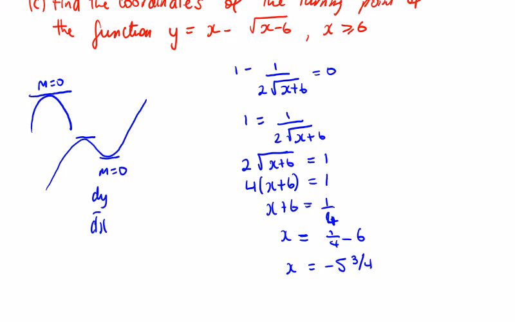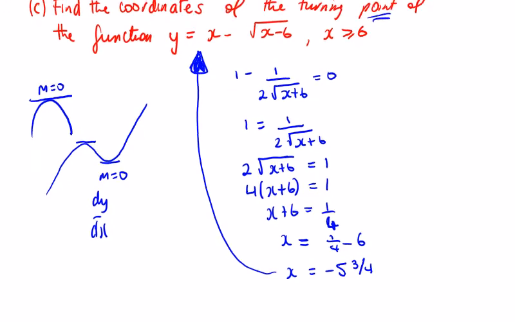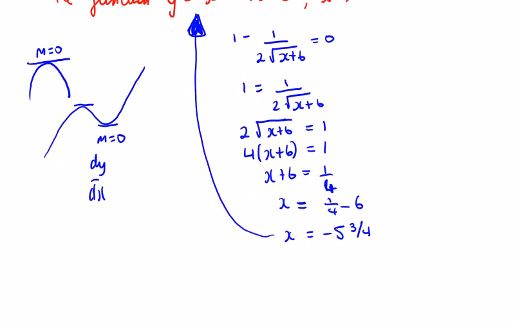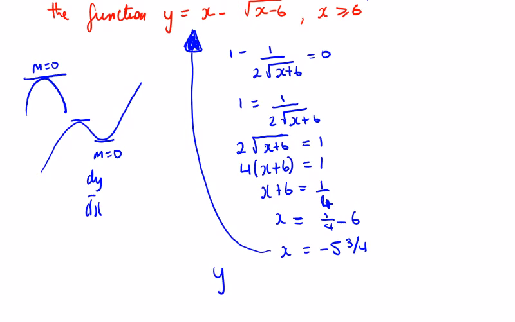And to get y, we plug it back into the original equation to get my y value. So it's the turning point. So we want to get the point itself. So y is equal to minus 5 3/4 minus the square root of minus 5 3/4 minus 6. Sorry, it's plus 6. I wrote that down wrong there. Plus 6. I had it correct here.